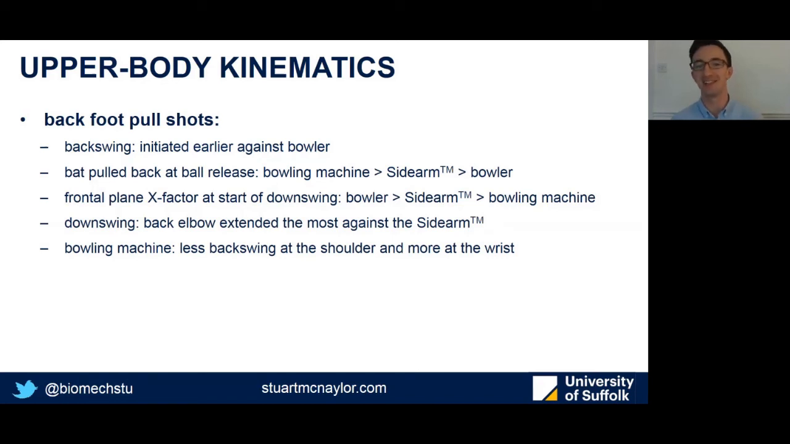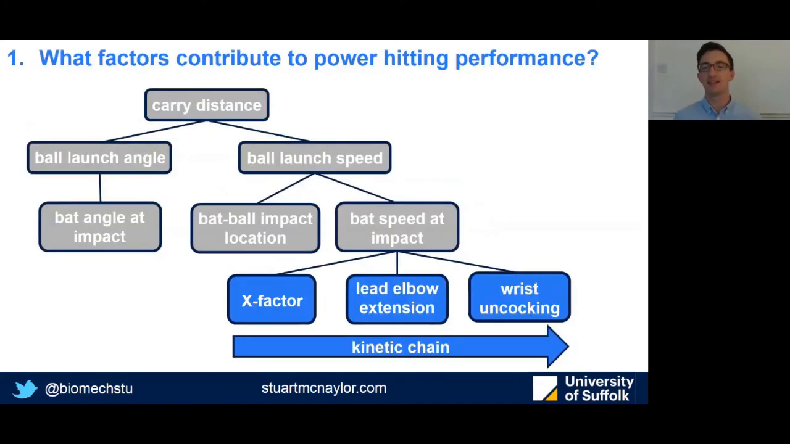So going back to this diagram from earlier, we can say that we had the greatest X factor in the bowler condition when there's the most visual information available, more back elbow extension in this case in the sidearm condition, and more wrist uncocking in the bowling machine condition. So the movement becomes more distally dominant the less visual information is available prior to ball release.